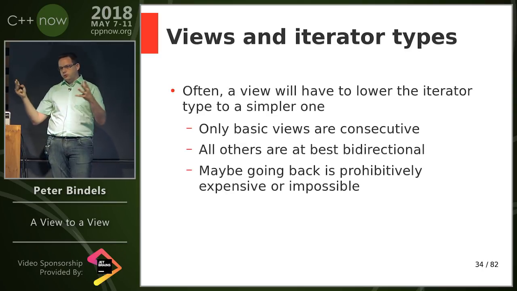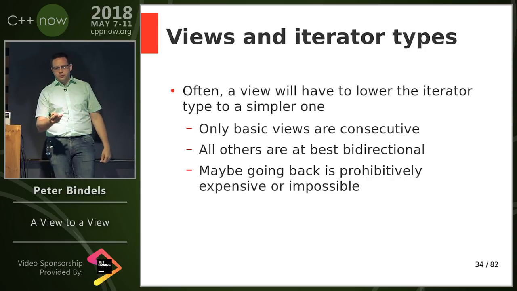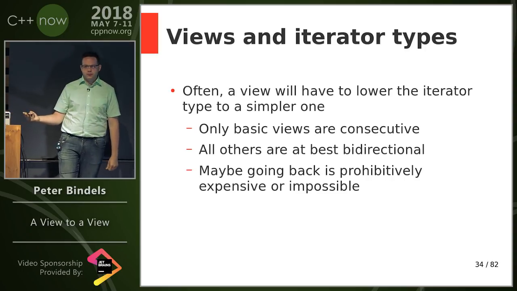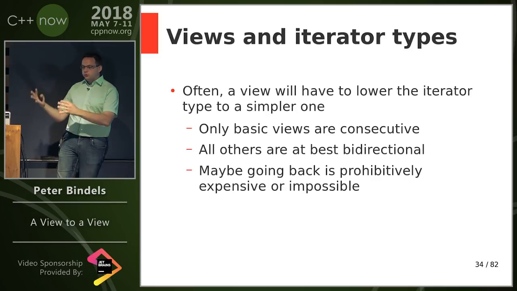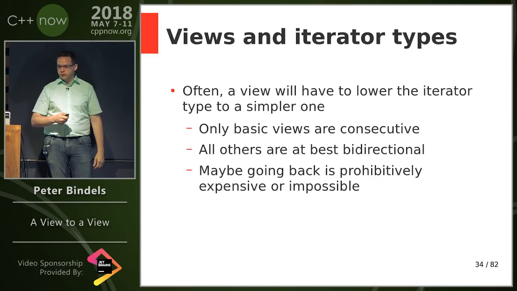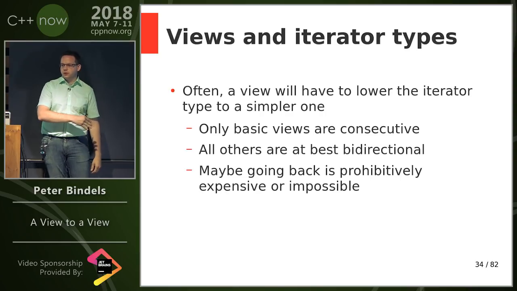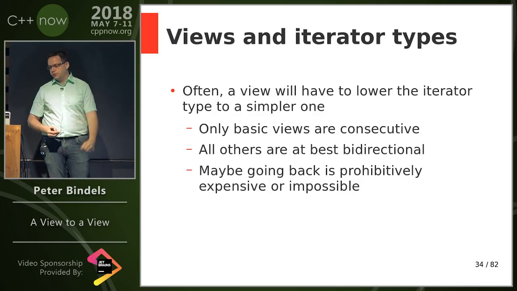You very often have to lower the iterator type. If I have a const sequential storage, a consecutive storage for something, and I make a view over that with some kind of transformation, I cannot make that consecutive itself because it's a transform view. I can only make that a bidirectional iterator. If I'm just giving a handle to something that's already stored and I'm not modifying it, or where you have a modifiable reference to the original underlying storage, then it's still consecutive. So the basic views would be consecutive.